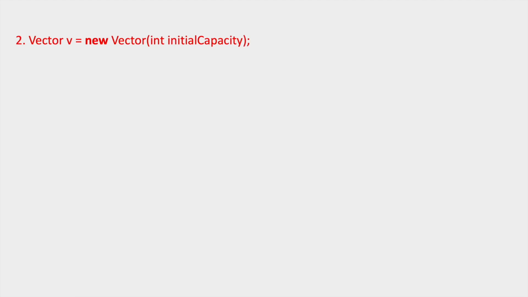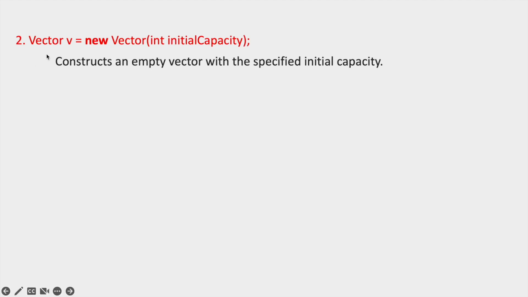So if we are sure about how many elements we are going to store, we can use this constructor, so that many new object creations won't happen. This will give us a little performance improvement also. By using this constructor, we can create an empty vector with the specified initial capacity. If we use Vector v = new Vector(100), the vector object will be created with a size of 0 and capacity of 100.